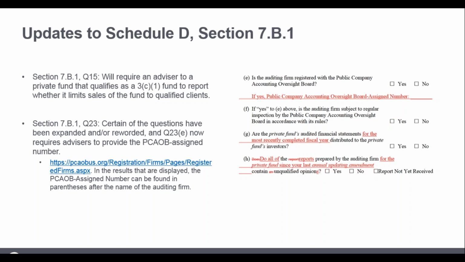In terms of question 23, you can see here on the right-hand side of the slide, there have been some changes to the wording there. They've also added an additional question to 23E, wherein you're now going to have to disclose the PCAOB assigned number for your auditing firm. And we've got a link here on the slide for how you can locate that registration number. That's also going to be in the FAQ, which we provide a link to in our how-to guide for the ADV. So if you're unsure of how to locate that number, just reference this link here.